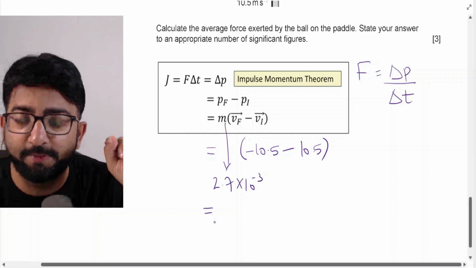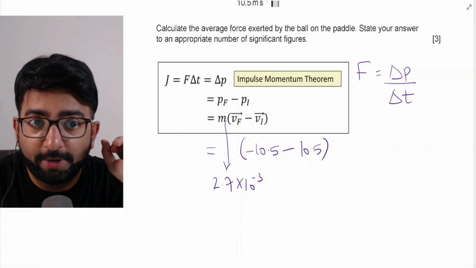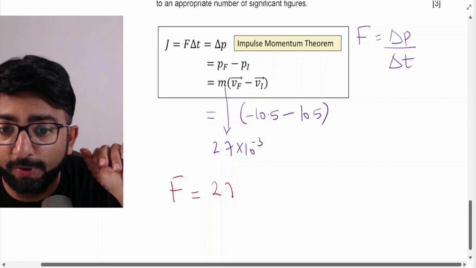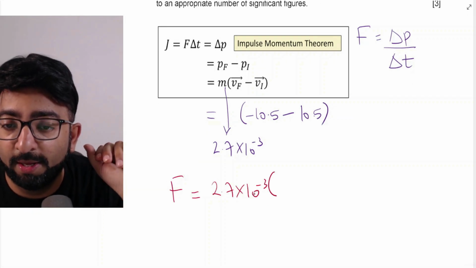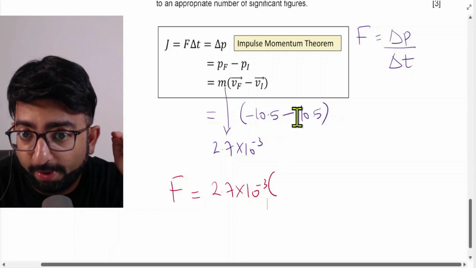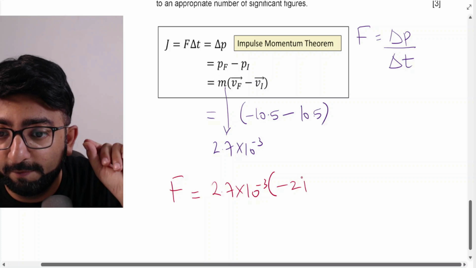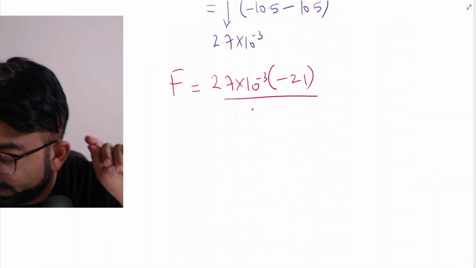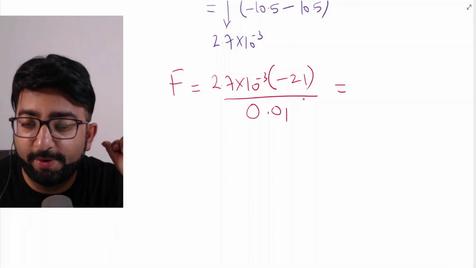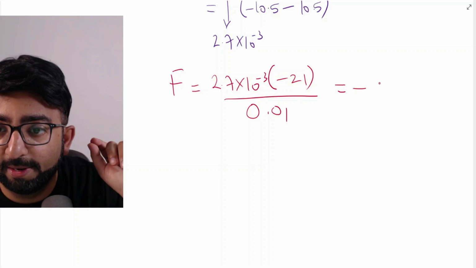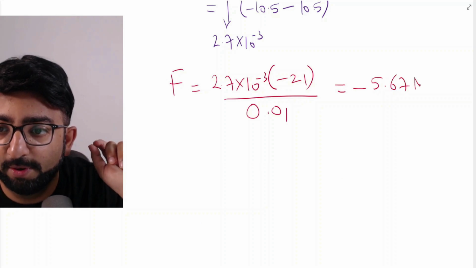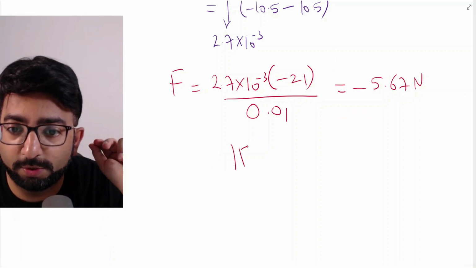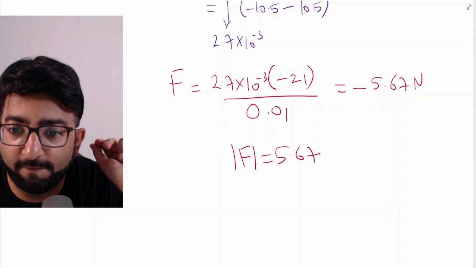Now let's put the value of delta p in this expression. Force will be equal to delta p upon time. Delta p is 2.7 times 10 to the power minus 3, times, in the bracket, minus 10.5 minus 10.5, which is negative 21, divided by the time taken. The time of contact is 0.01 seconds. If we simplify this, we get the value of force as negative 5.67 newtons. The minus sign only represents the leftward direction. So the magnitude of the force will be 5.67 newtons.